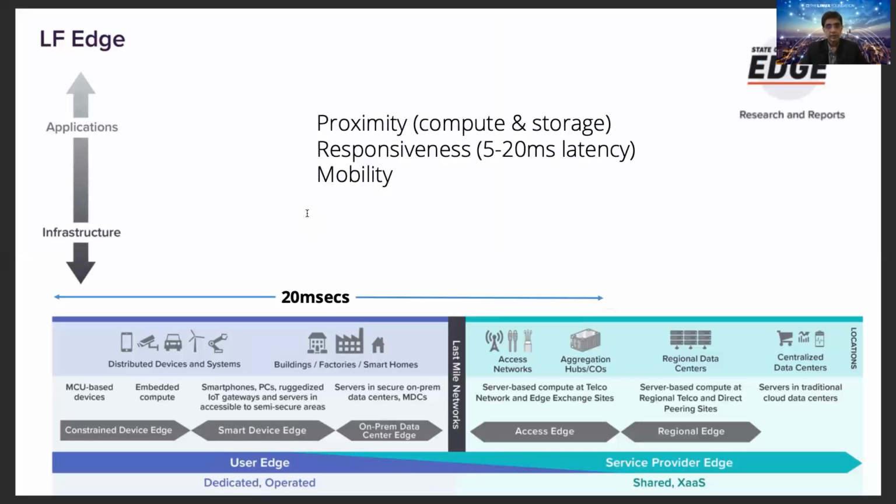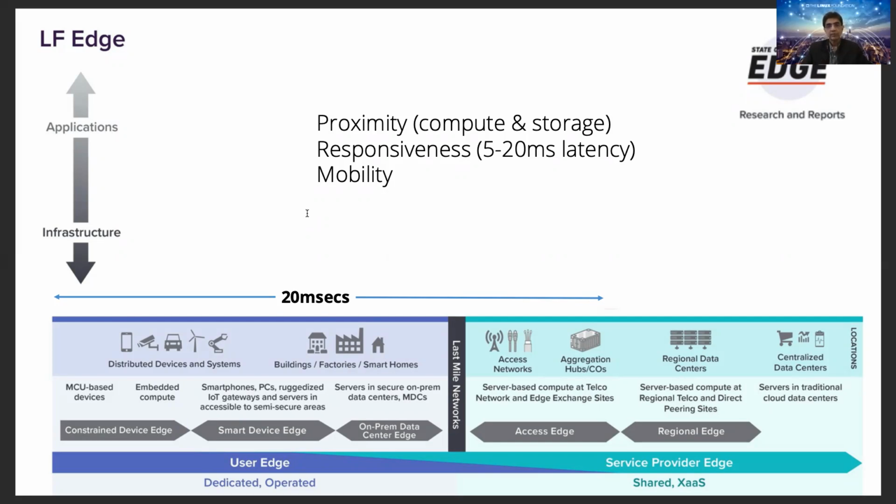The first thing I want to emphasize is the definition of edge. And we at LF Edge, through the State of the Edge report, have come out with a very simple diagram that explains what edge is. If you look at the bottom, there's two major categories, user edge and service provider edge. And essentially, it is constrained devices, smart devices, on-prem, data center edge, which makes up the user. Essentially, the edge is in the control of the user.